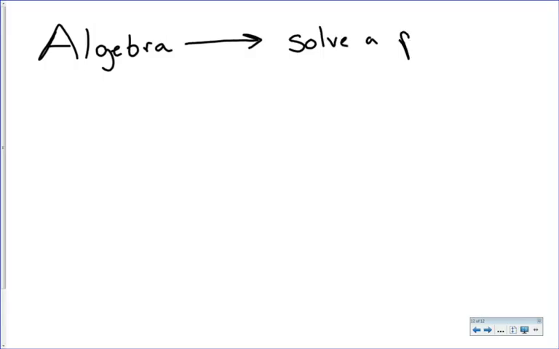Okay, so let's take a look at this next section of our study of algebra here. Before we get started, even that word alone, just as a review, basically just means to solve a puzzle. And I might even substitute the word problem in there instead of puzzle.